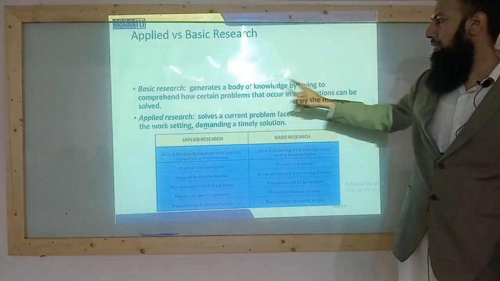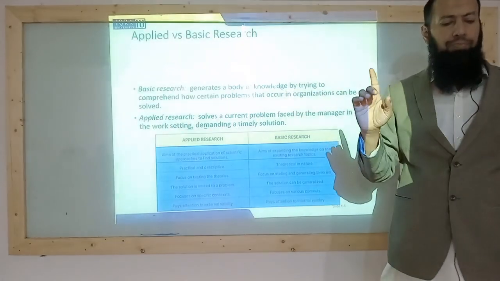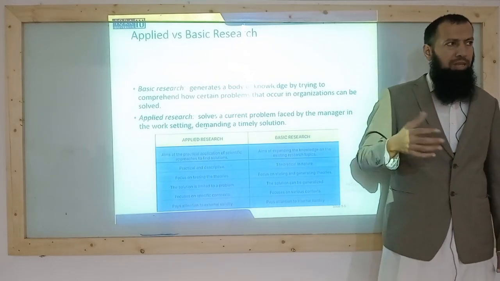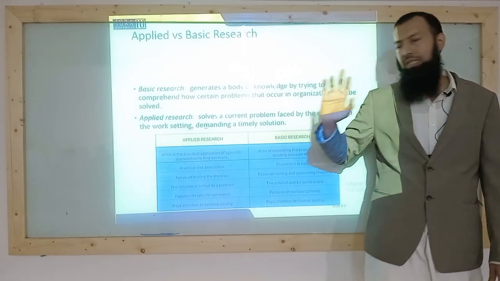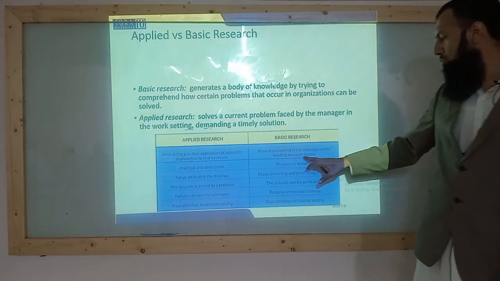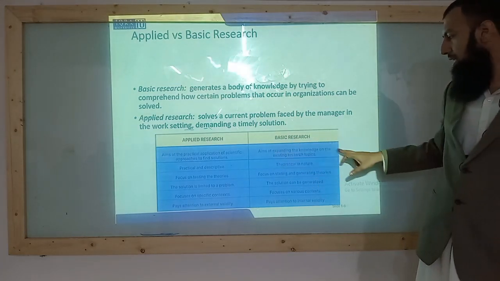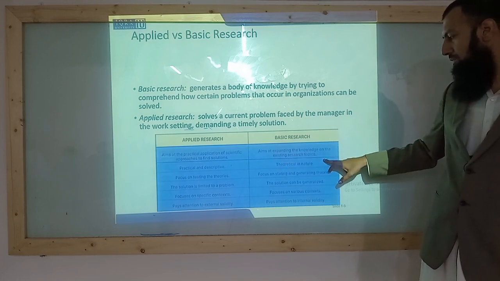Got it? And how certain problems that occur in an organization can be solved. So how certain problems which come can be solved, this is also done by the basic research. We also see there's a difference. Its aim is expanding the knowledge of the existing research topics.